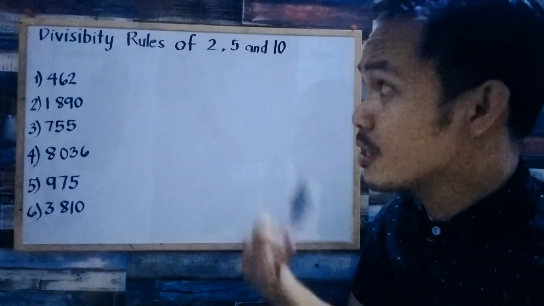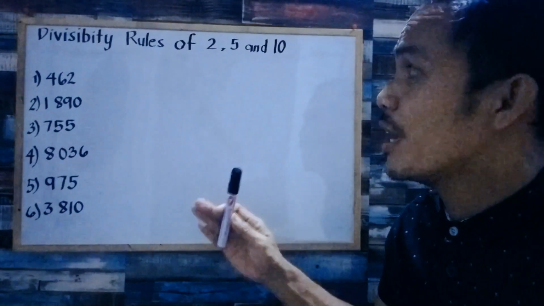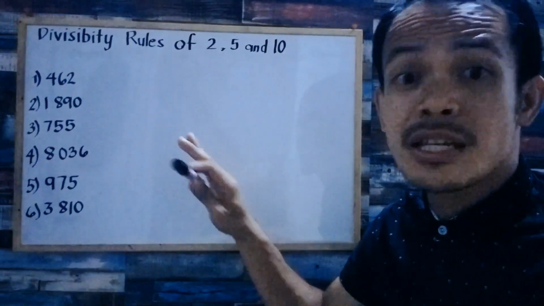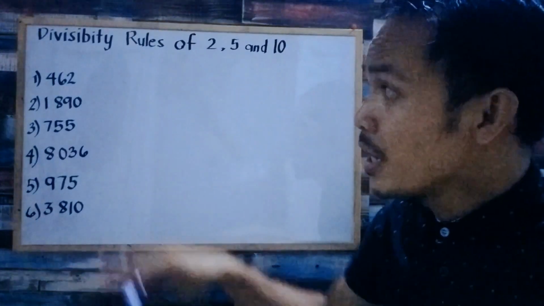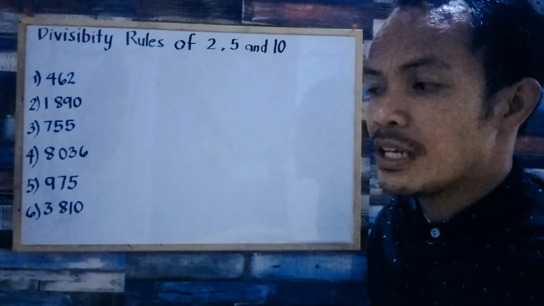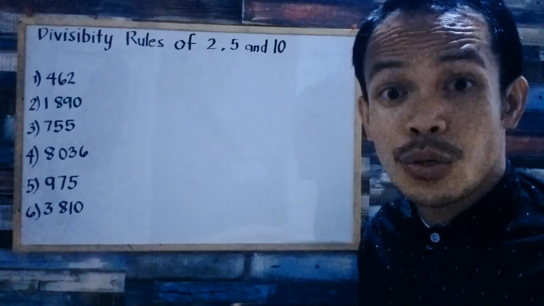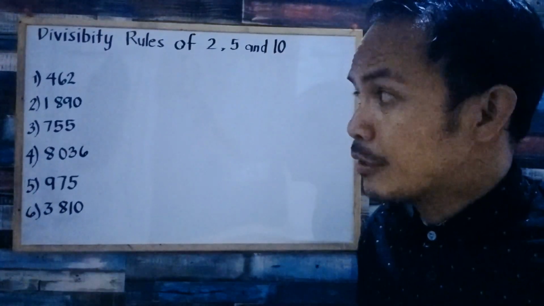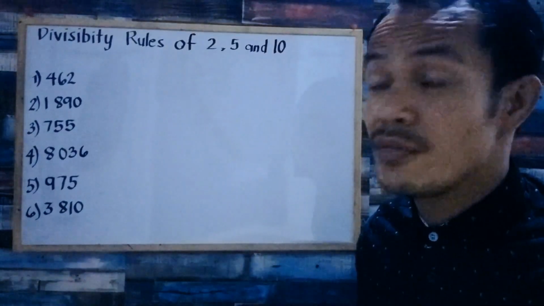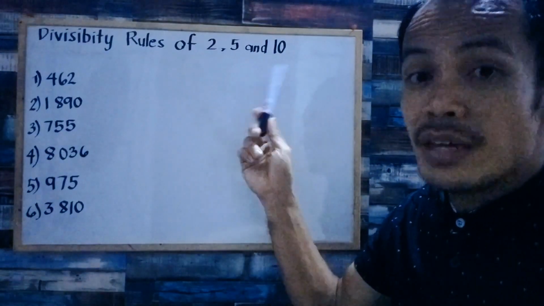Our lesson is the divisibility rules of 2, 5, and 10. Actually, this topic is very easy. So I have here a list of numbers, and first I'm going to give you the answers right away, as quickly as I can, to determine whether the number is divisible by 2, 5, and 10.